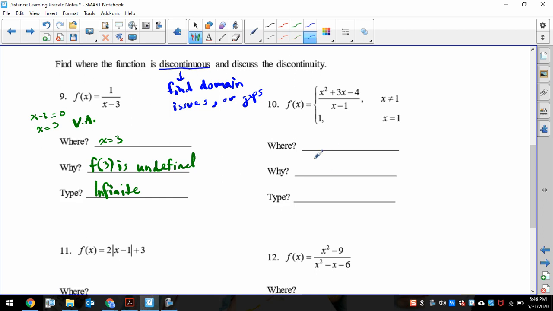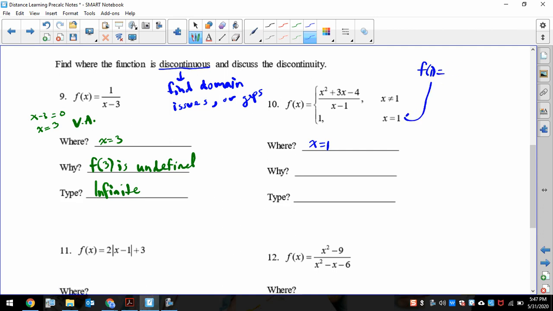Let's try the same thing on this one here. I would suspect that where the rule changes is where there's going to be a discontinuity. So let's observe there. If I try to plug in 1 here, what do we get? We're going to get 0 over 0. And if we try to plug in 1 here, we get 1. So what we want to know is where does the function meet up where it's defined? So what is f of 1? We're considering x equal 1 at this moment.